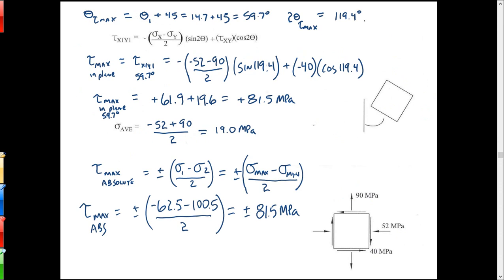There's more fun to be had here. What we can do, we can take that principal angle, add 45 to it. That will tell you the angle at which the maximum in-plane shear stress acts. Okay, so if you take 14.7 plus 45, you get 59.7. That's the angle where the maximum in-plane shear acts. Double that up, you get 119.4. Take that angle and plug it in for the 2 theta angle here in the formula for shear. Run the numbers, and what you get is the maximum shear in plane. It's 45 degrees off of the principal planes. So in this case, for this 59.7, it's 81.5.